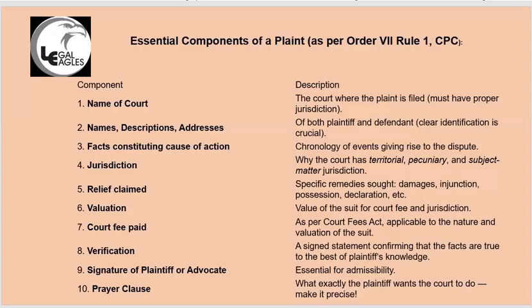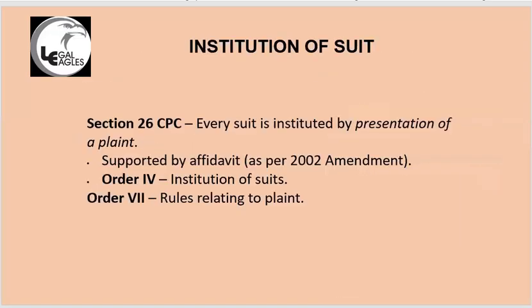Then every suit should have a verification. It is a signed statement confirming that the facts are true. The plaintiff will sign the verification. Okay. Then the advocate also will sign. Then there will be the prayer clause. Okay.